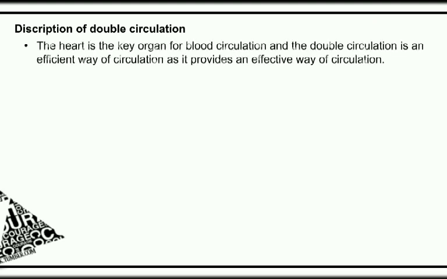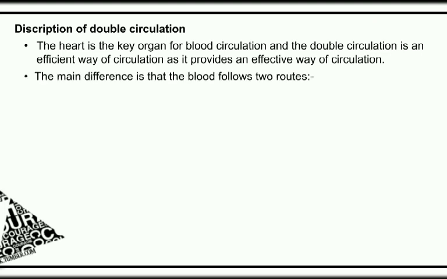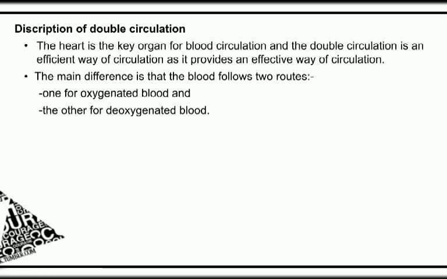Now, the description of double circulation, which I have already given you, but here you can see it in written form. The heart is the key organ through which blood circulates in our body, and double circulation provides an effective way of circulation. The main difference is that blood flows in two routes, as I already told you: the first is pulmonary, which is oxygenated, and the second is deoxygenated. The two routes are pulmonary circulation and systemic circulation.